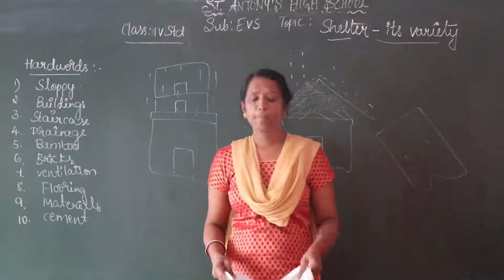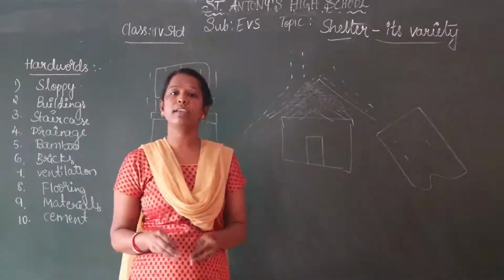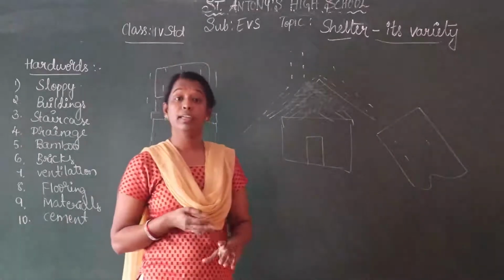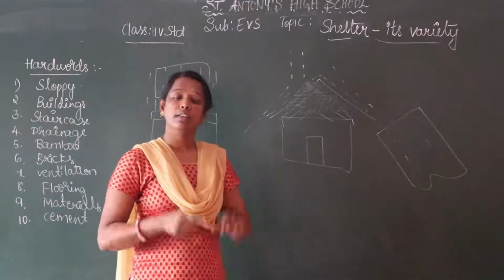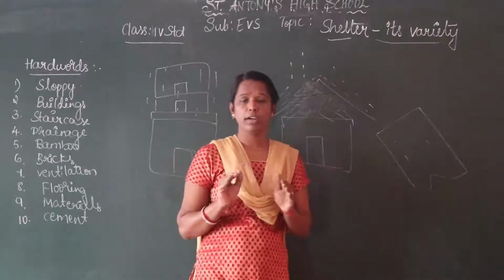So nowadays in the multi-storey buildings, the flooring is done using tiles and also some granite. Is it right? And also some marbles. But in Venkaji's house, the flooring of the house was made with cow dung.